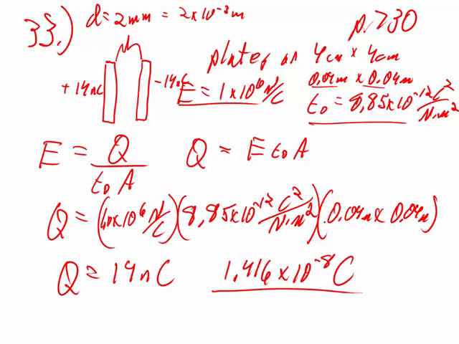But now notice that each plate, one is positive 14, the other is negative 14. You say, well, why is that? Y'all, we have to have that, or else if the charge was different, then you would not have conservation of charge. Anytime you charge a capacitor, one side will have a positive charge and the other side will have the same amount of negative charge.